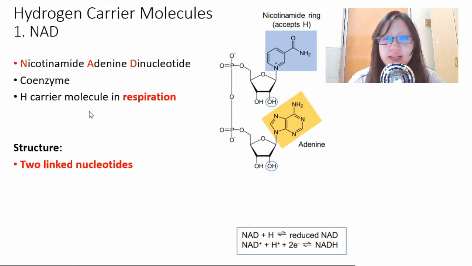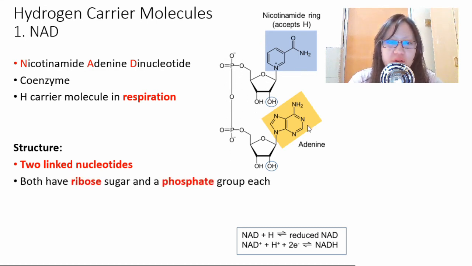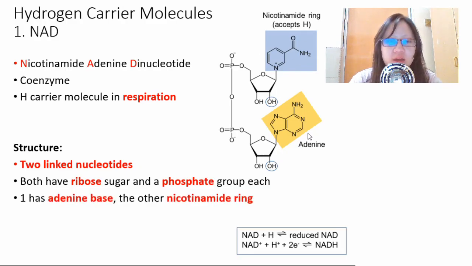Now the structure is that it has two linked nucleotides, dinucleotides, but not by a phosphodiester bond, or there's no sugar phosphate backbone or anything like that. It is bonded like this at the phosphate group, to the phosphate group. Okay, both have ribose sugar and a phosphate group each, but one has a nicotinamide ring, which is a group here, and the other has an adenine base, and therefore it's called nicotinamide adenine dinucleotide.